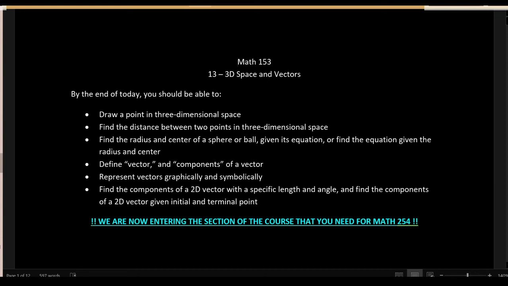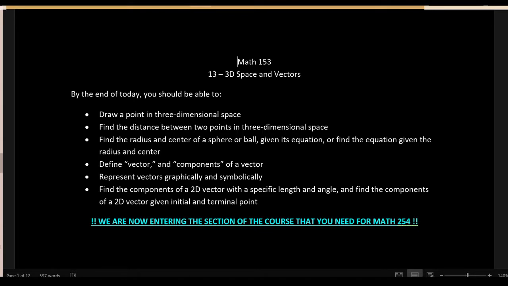Welcome to the second half of the course. In this part of the course, we're going to be studying three-dimensional space, and we're going to be studying vectors, in particular three-dimensional vectors. Now, first of all, the material in this half of the course is going to be absolutely essential if you have any plans to take Math 254, Calculus 4 in the future.